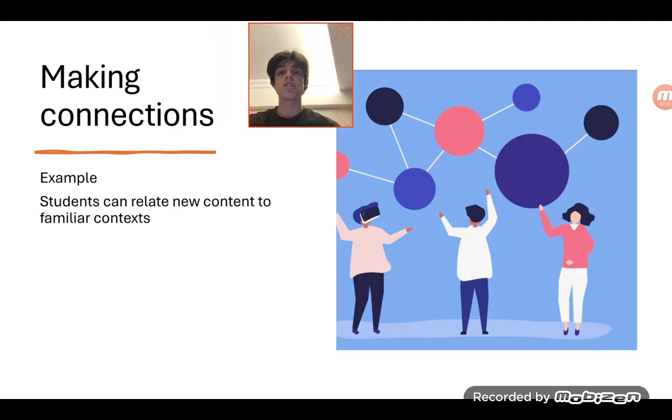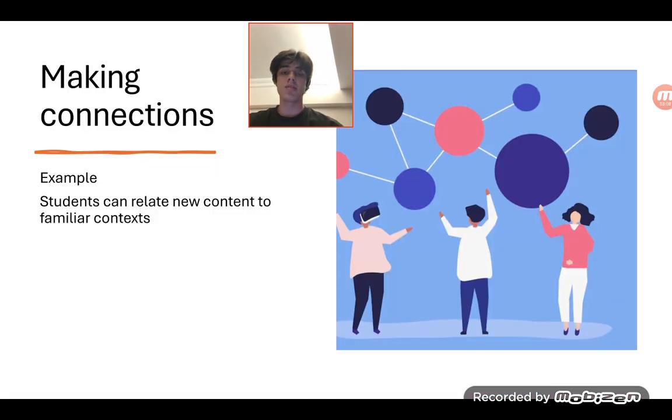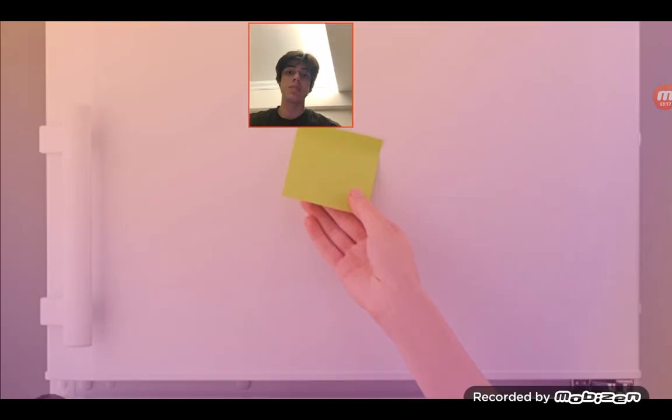So, making connections is a cognitive strategy where learners actively link new information to prior knowledge. This can be what they already know, other concepts, or real life experiences. These can be personal or social contexts. This strategy enhances comprehension, information retention, and deeper understanding of the subject that they're learning. I was going to give an example. The example is students can relate new content to familiar context. I'm going to elaborate this in the next page.